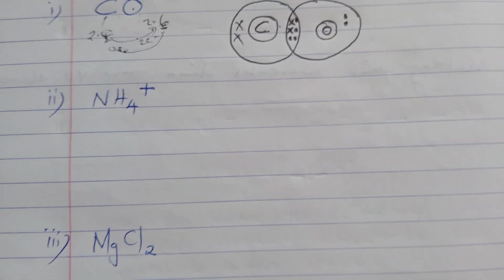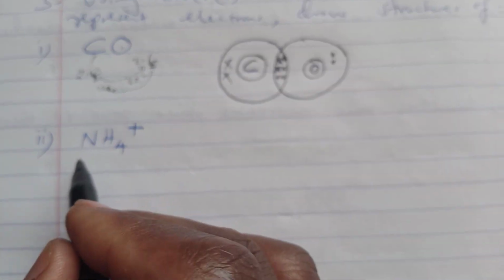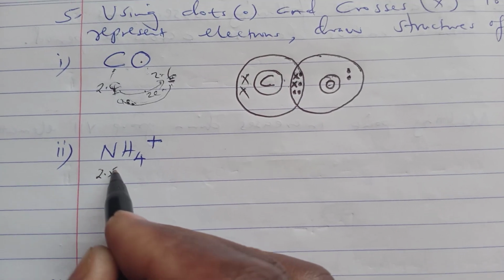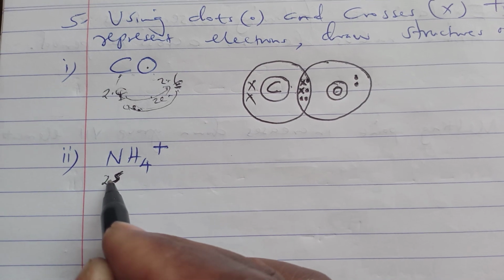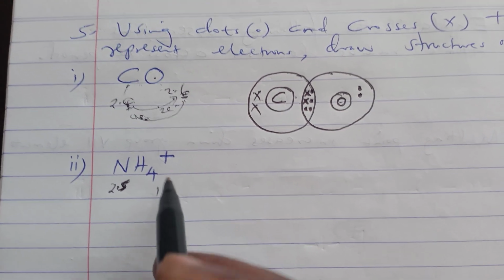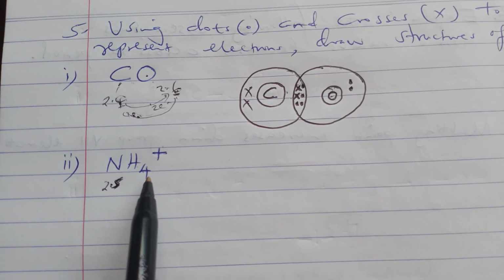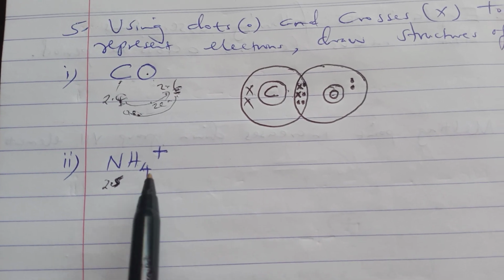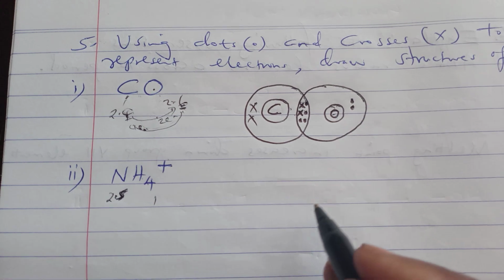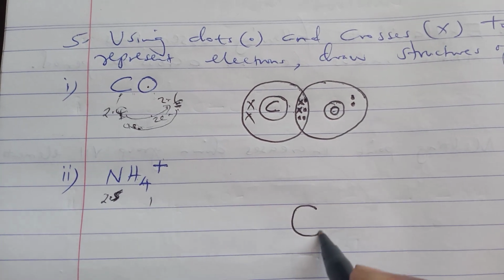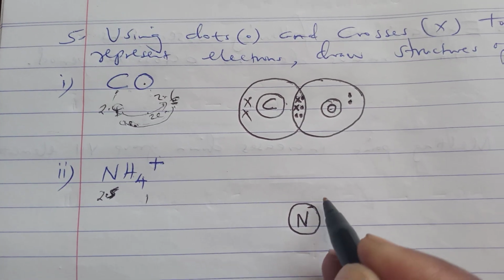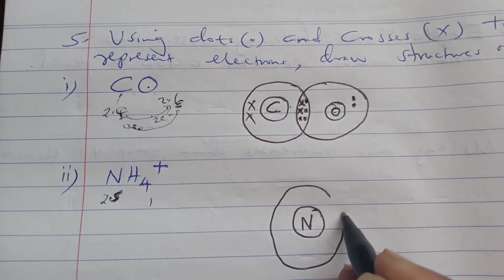Then I come to ammonium. So nitrogen is what? 2, 5. Nitrogen is 2, 5, and then every hydrogen is 1. But now if you see a positive, it means one of the hydrogens here is an ion. It has no electrons, but it can accept a pair of electrons. So it means then I'll have what? Nitrogen will be there at the center like that, and then the outermost energy level is there.